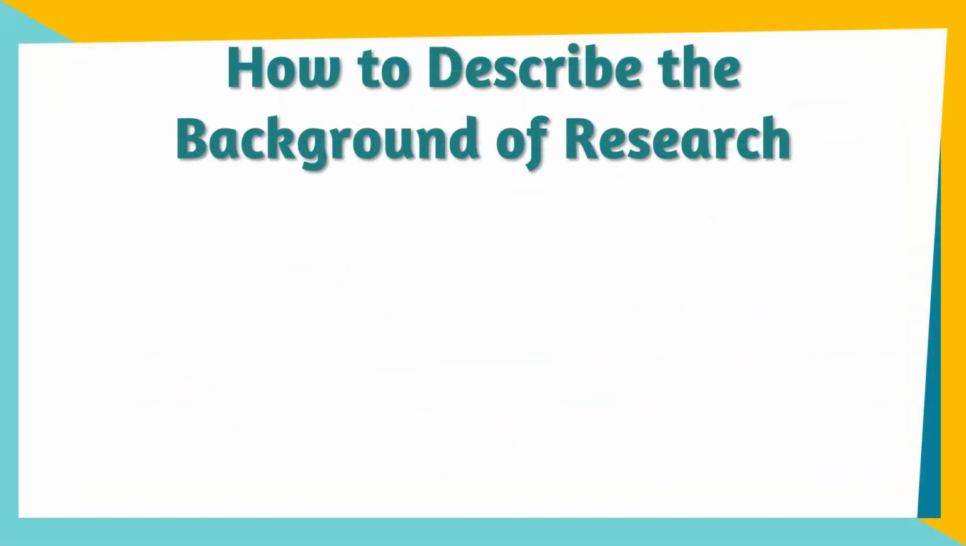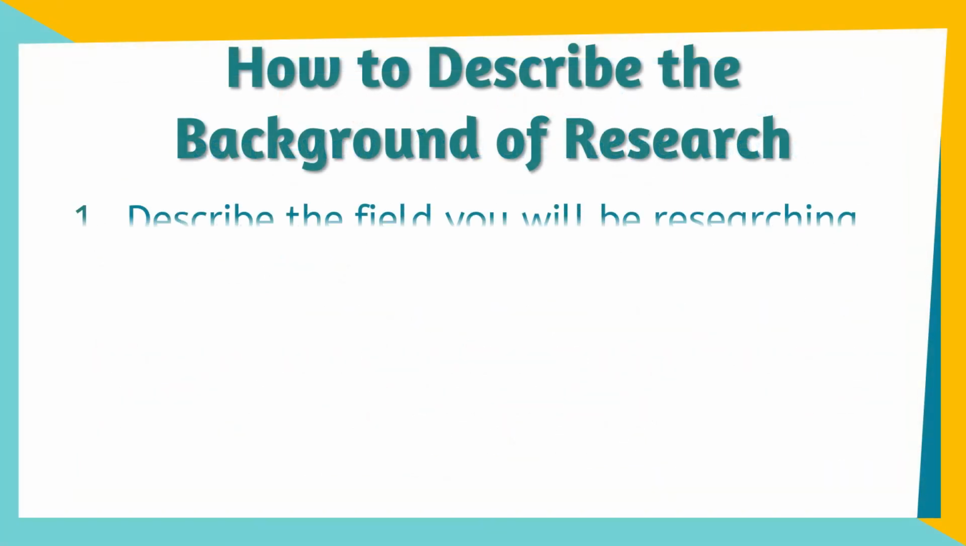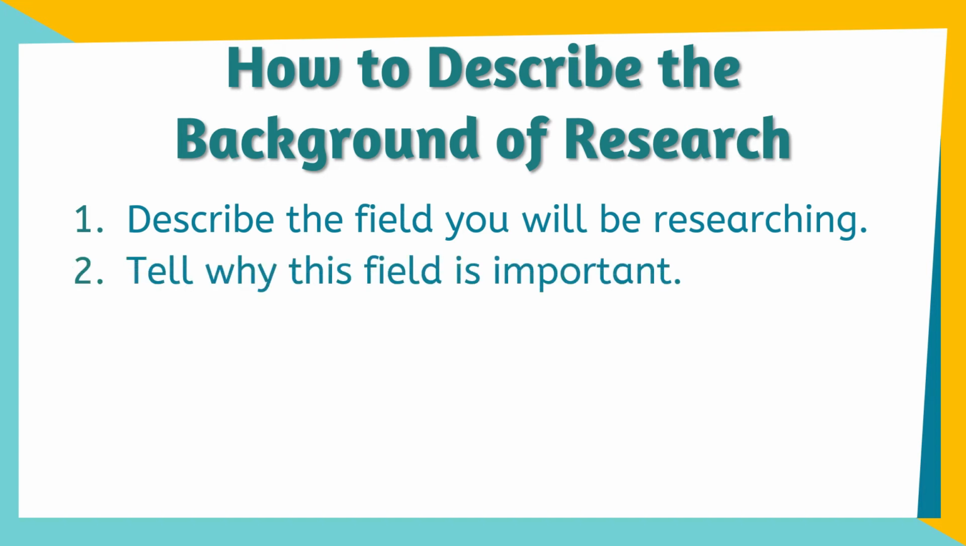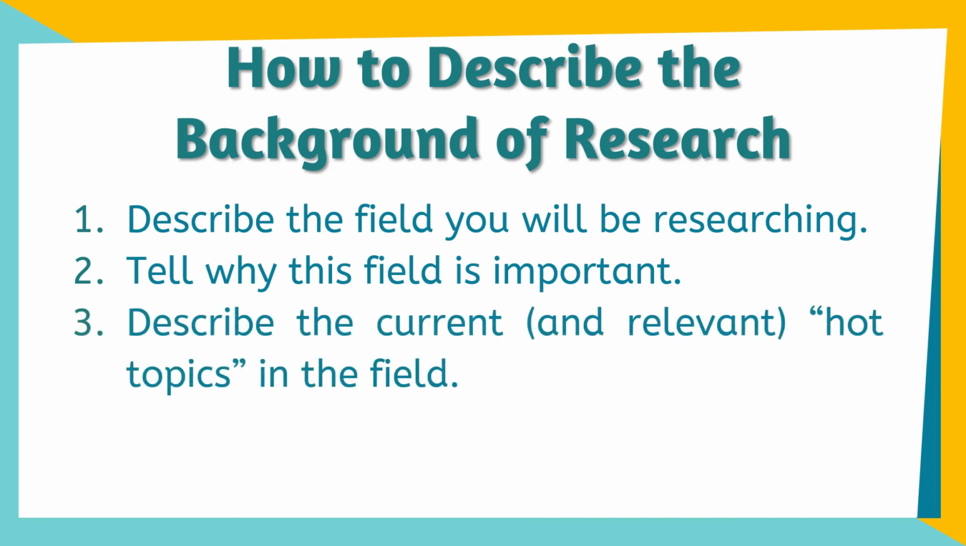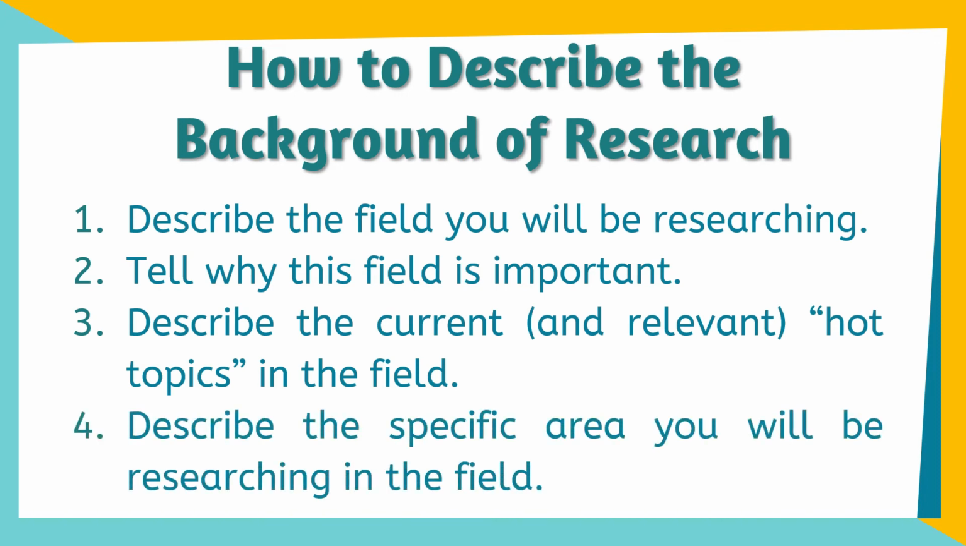The following are the ways on how to describe the background of research. First, describe the field that you will be researching. Second, tell why this field is important. Third, describe the current and relevant hot topics in the field. Fourth, describe the specific area you will be researching in the field. In the background of your study, you must provide adequate information or description of your research problem, the existing and relevant issues about it, and the specific focus of the research to be conducted.